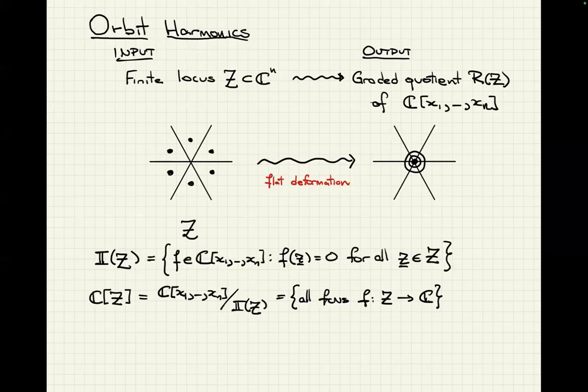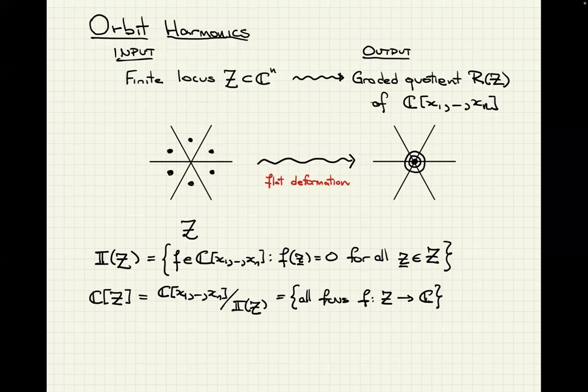And then you want to look in classical algebraic geometry at the associated coordinate ring. So this is the polynomial ring in n variables modulo I of Z. I'll call it C bracket Z. That's the standard coordinate ring notation.